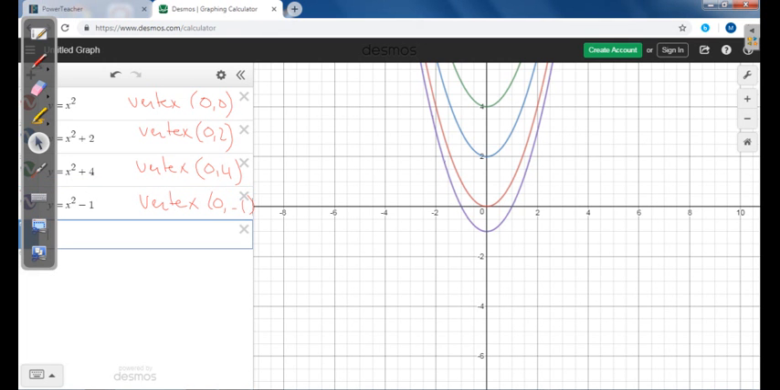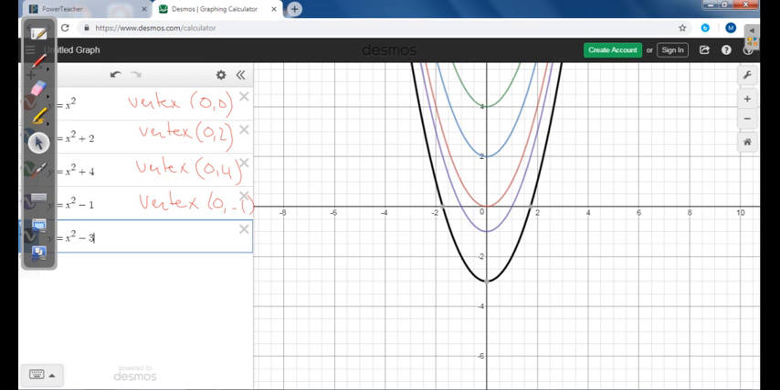starting at or having a vertex at 0, minus 3. Okay? They're all opening up. The k value doesn't change the direction of opening. It doesn't even change your step pattern, right?